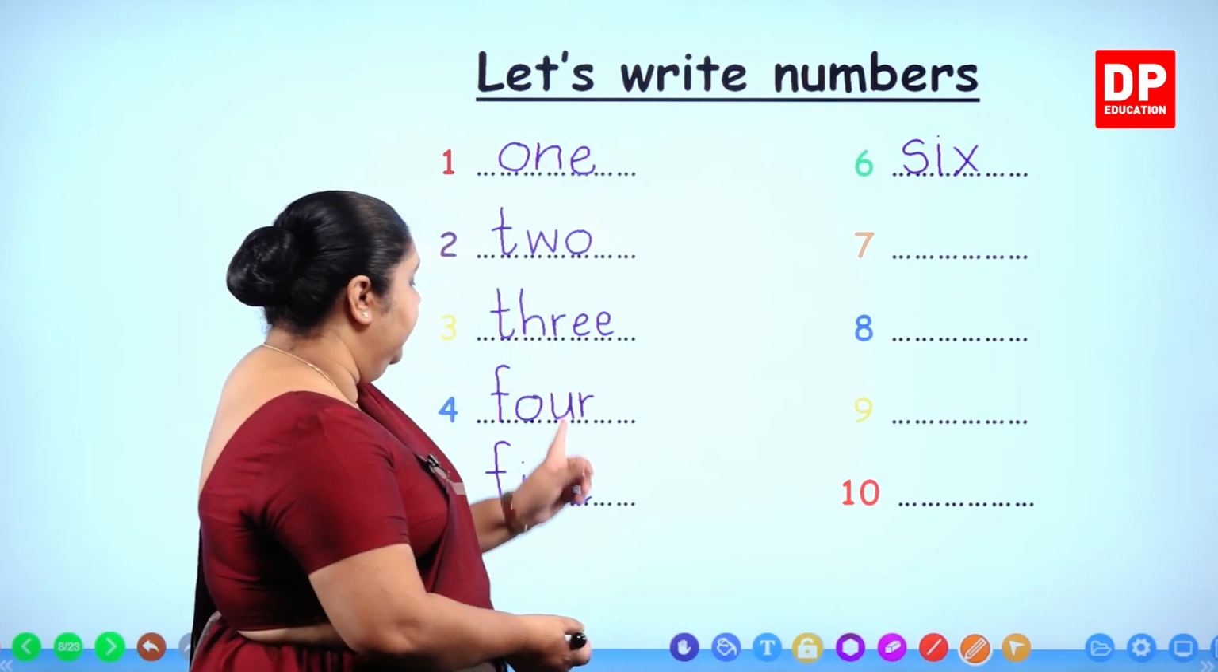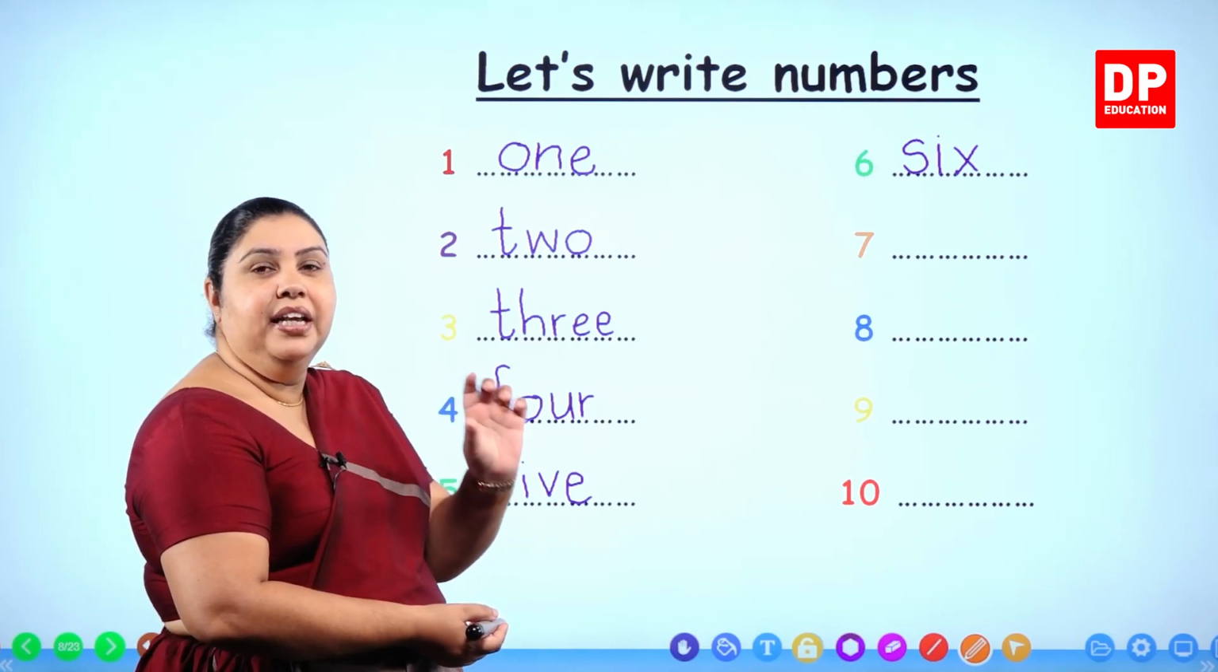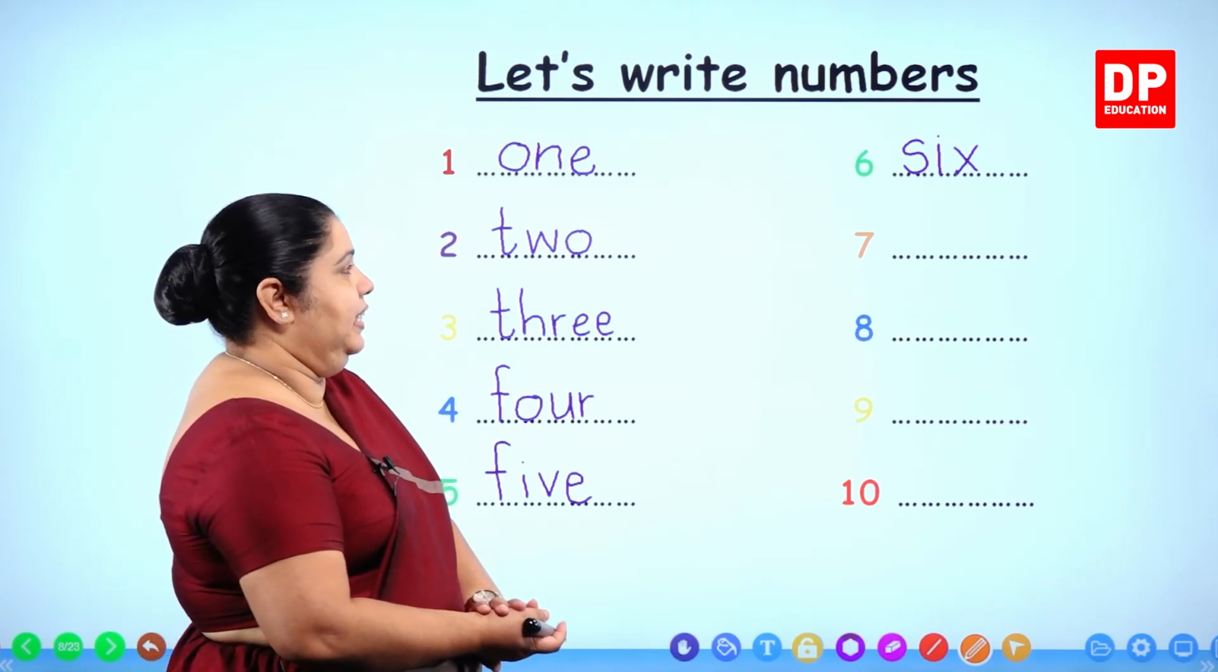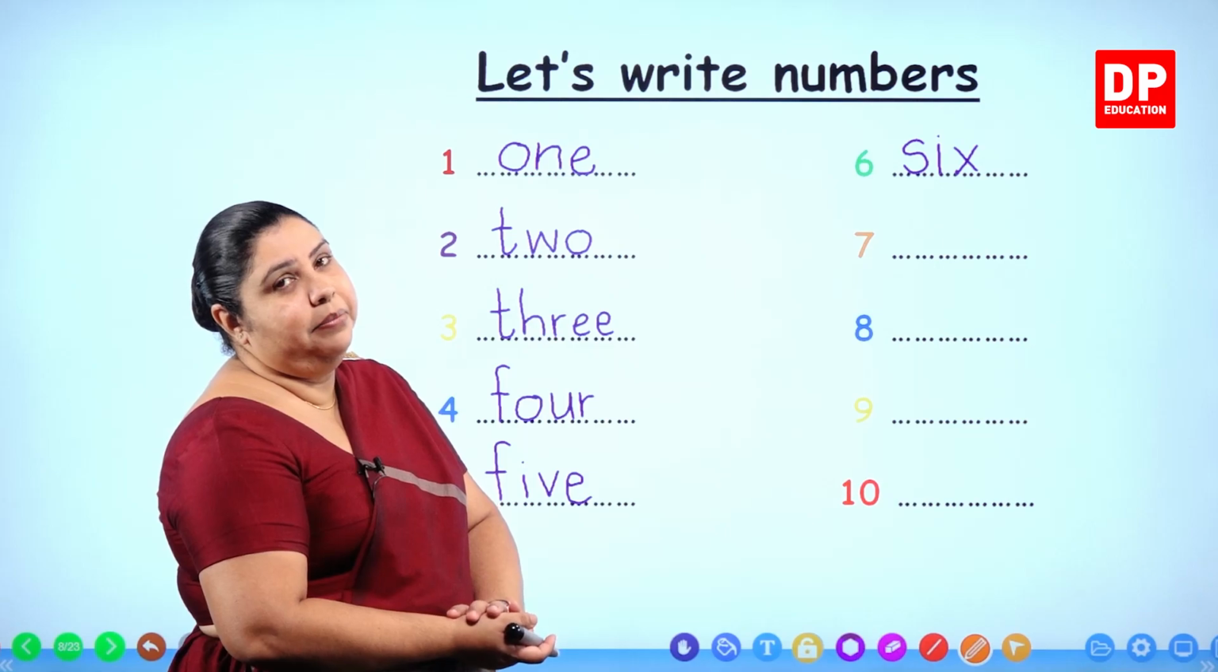Now all these numbers had very limited number of letters. Now number 7 is a little bit long.